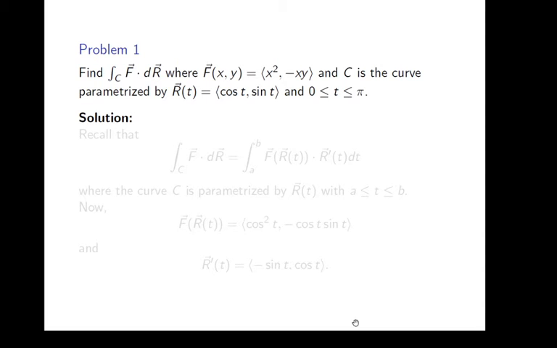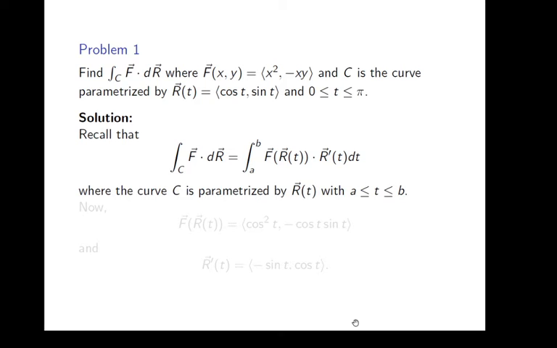Now for our solution, let us recall that the line integral of F over C is given by the definite integral of F evaluated at r of t dotted with r prime of t dt from a to b, where the curve C is parametrized by r of t and t runs from a to b. Now, our function F is (x squared, negative xy), and so if we plug in cosine t to x and sine t to y, we obtain our function F evaluated at r of t, which is (cosine squared t, negative cosine t sine t).